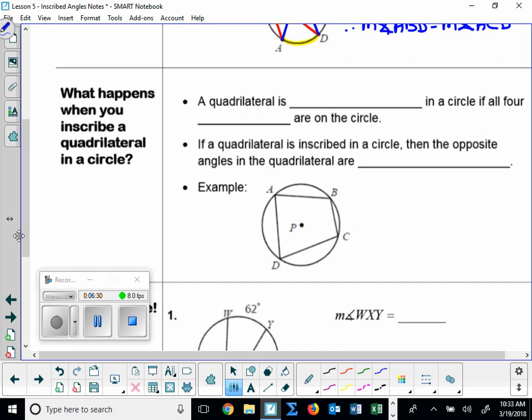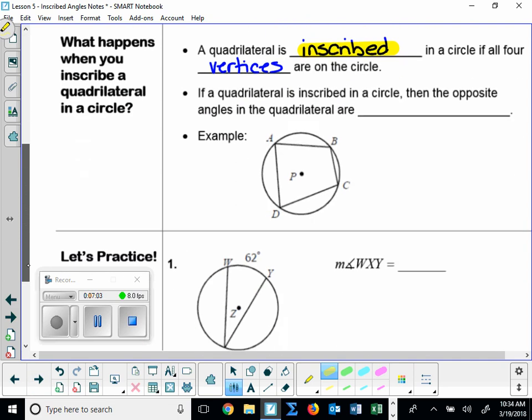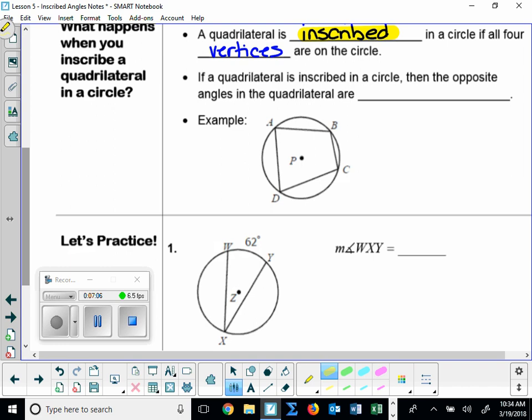What happens when you inscribe a quadrilateral in a circle? A quadrilateral is inscribed in a circle if all four vertices are on the circle. Okay, we inscribed that right triangle. I'm going to come back here and show it to you. Triangle ABC was inscribed. All three vertices of the triangle were on the circle. Here, we have quadrilateral ABCD. All four vertices are on the circle. So inscribed is another vocabulary word for you.